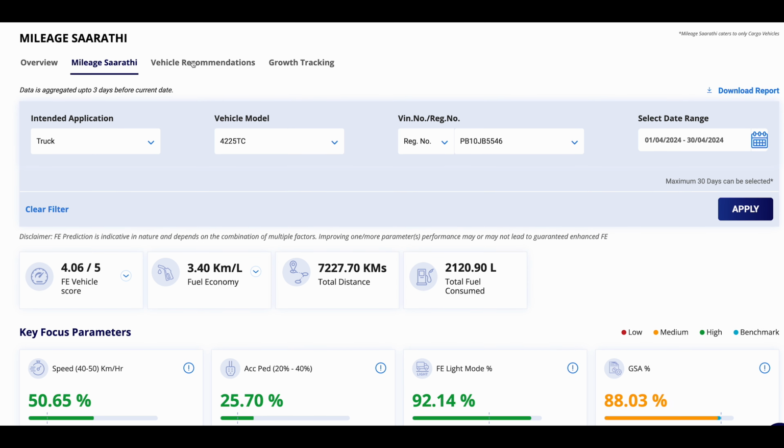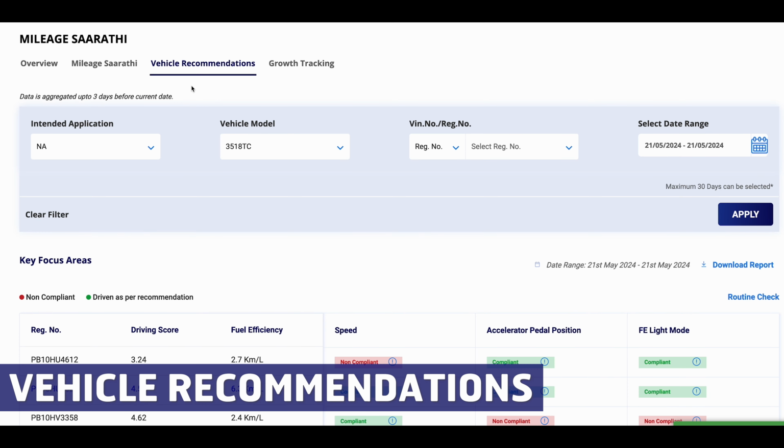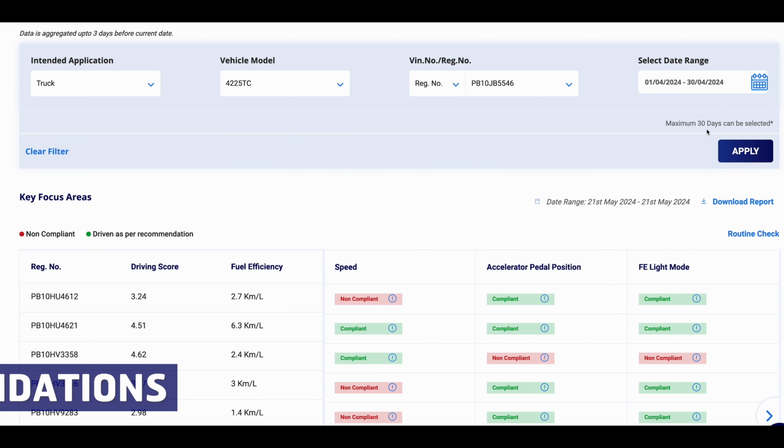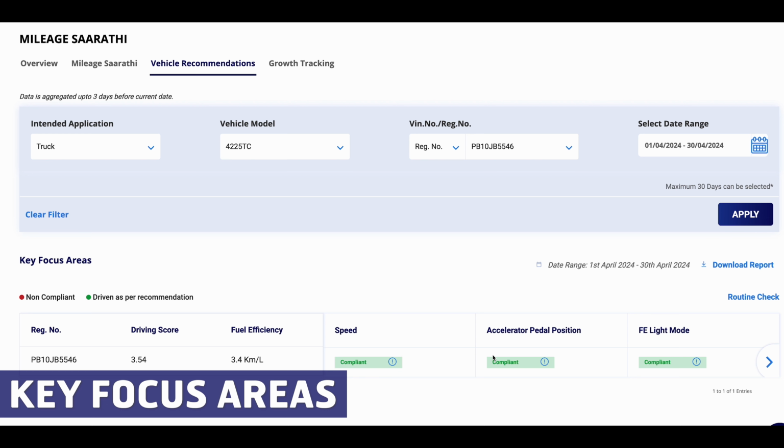Let's go to the Vehicle Recommendations section. Here you can filter the data by application, vehicle model, specific vehicle, and date range. The system then highlights key focus areas for that particular vehicle, pinpointing parameters that require attention, similar to the vehicle report card. Additionally, you can access a fleet summary which provides a broader perspective.